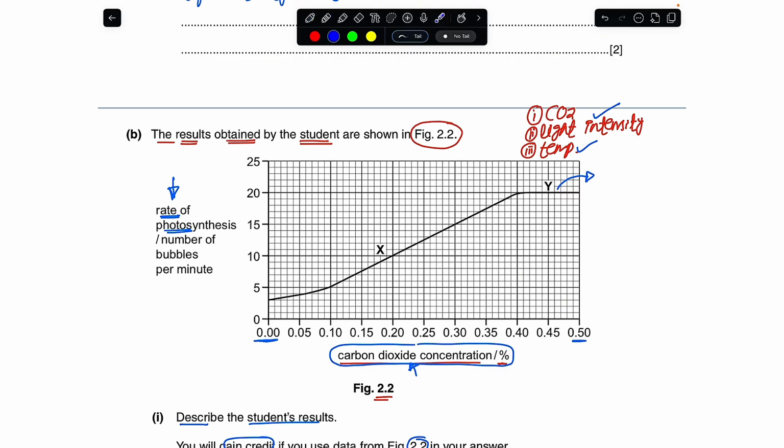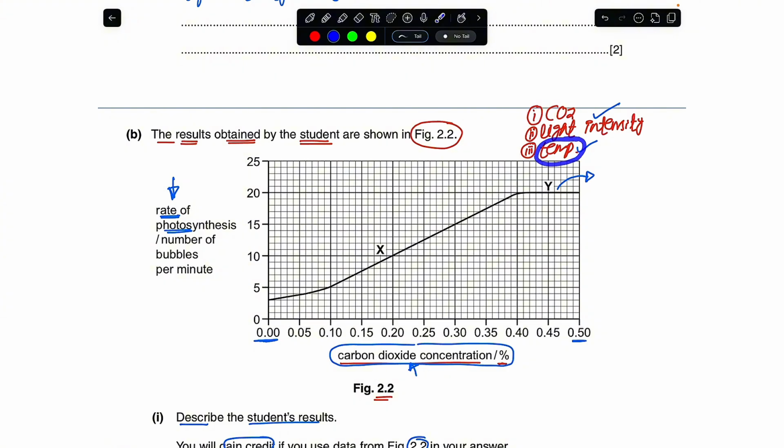And the carbon dioxide gas, from this point onward, has reached a maximum value, so this would become an excess reagent. And the light intensity and the temperature would become limiting. The reason the rate of photosynthesis is not increasing beyond this point is that the light intensity is limiting, and light intensity is what provides the energy for the photosynthetic process to proceed.